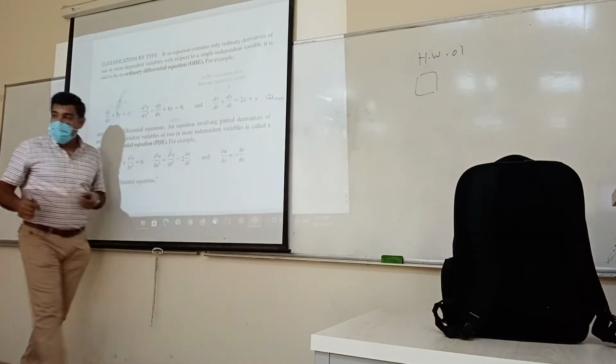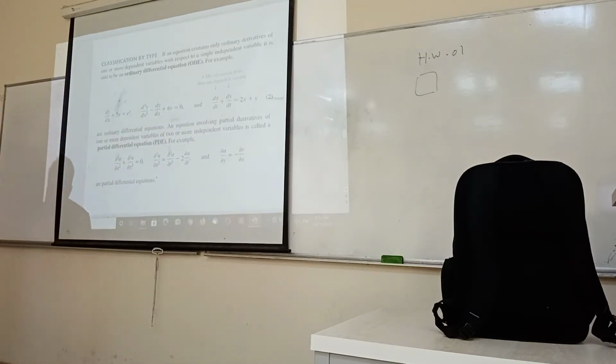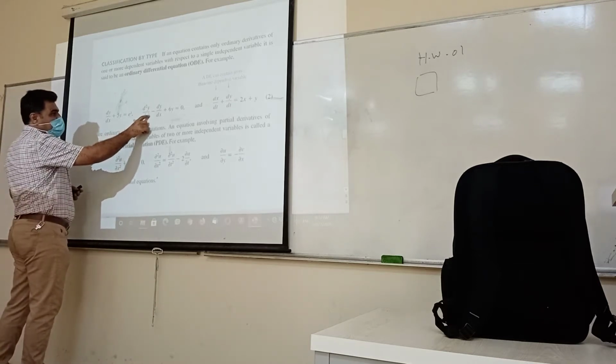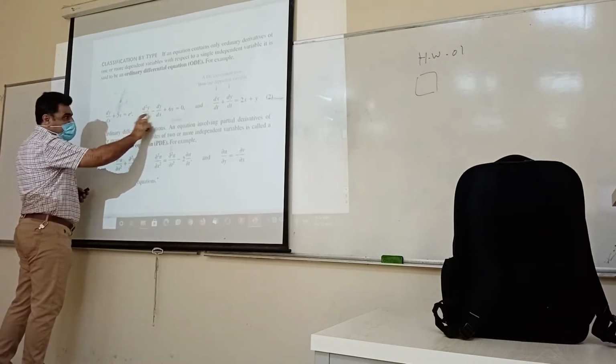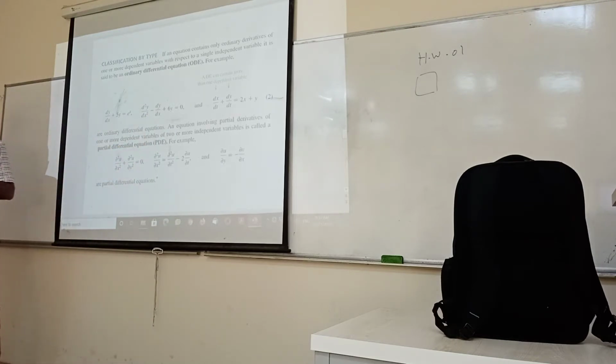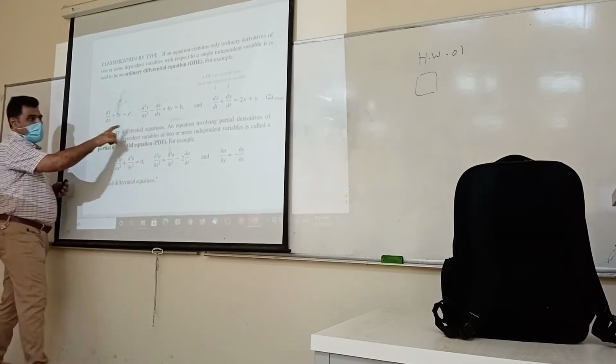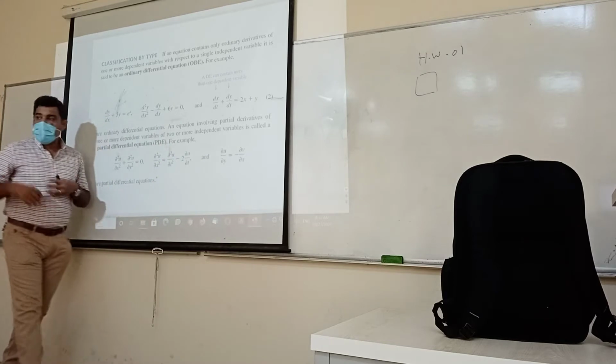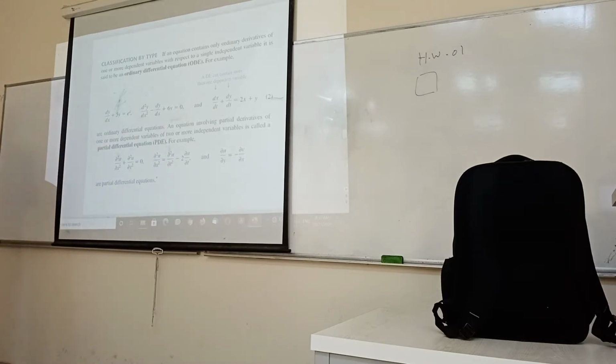When we say independent, we mean t or x. We don't care if it's squared or in any other shape. It's x, it's t. If it's squared or not squared, it's only one variable.